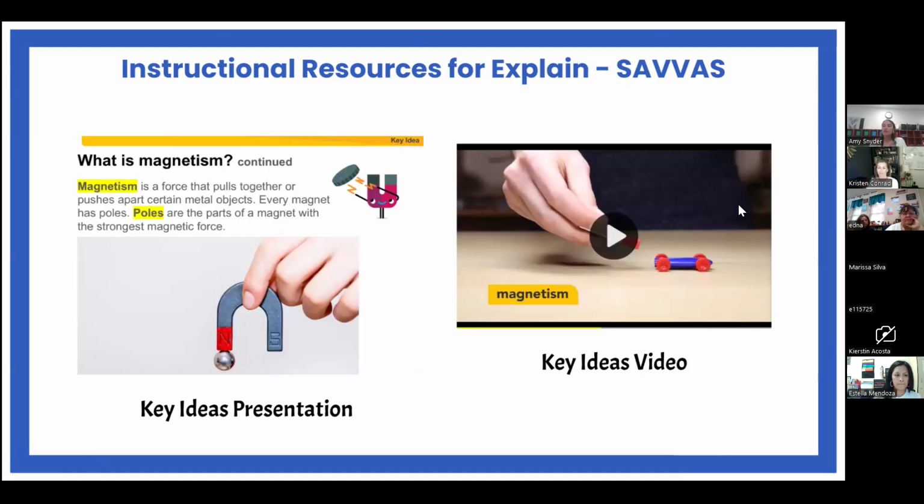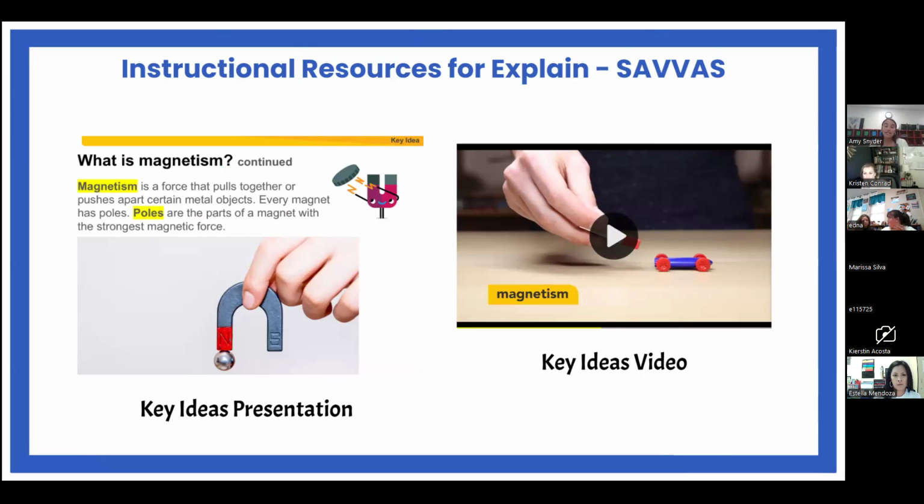Okay, so the next part of our 5E is the explain. This is where we're really going to have the academic vocabulary and connect that to what we've read about in our read about it and then what we experienced in our gradual release investigations.